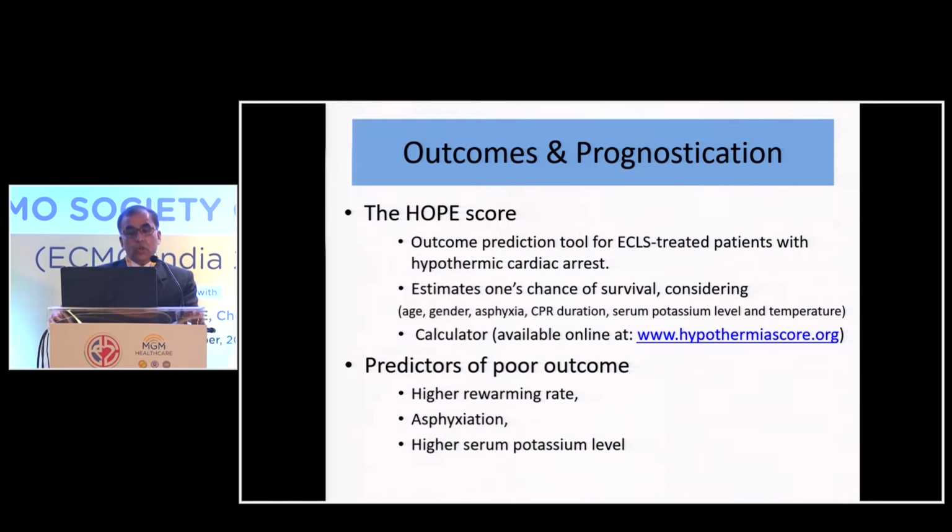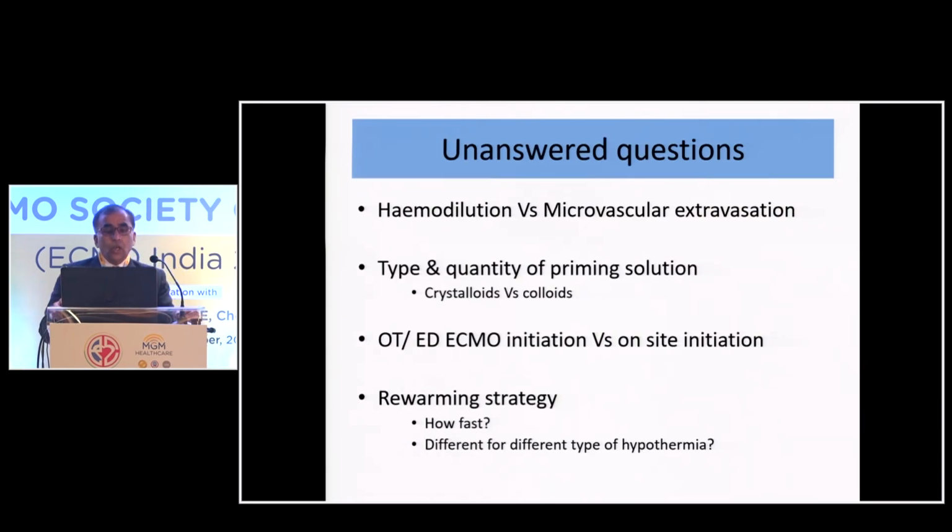The predictors of poor outcomes are a high rewarming rate if you do it very fast, because usually with the ECMO machine, the ECPR machine, you can make it 6 degrees centigrade per hour, but you have to be careful because if you do it very fast, there can be severe edema and other issues, asphyxiation and high serum potassium level. By hemodilution we can definitely improve the perfusion, but this leads to microvascular extravasation as well, and compartment syndrome, and the patient may have severe edema.